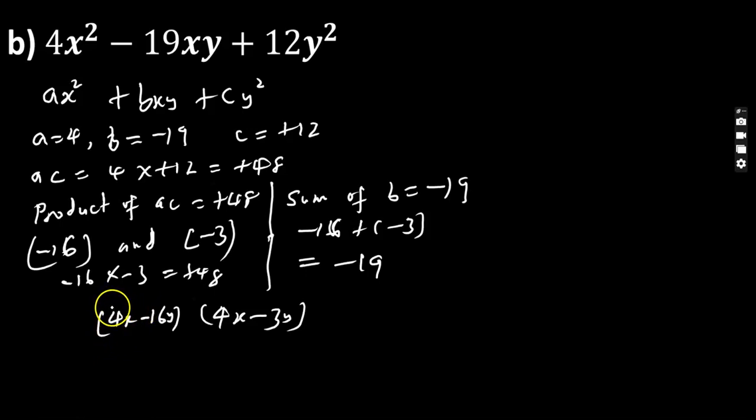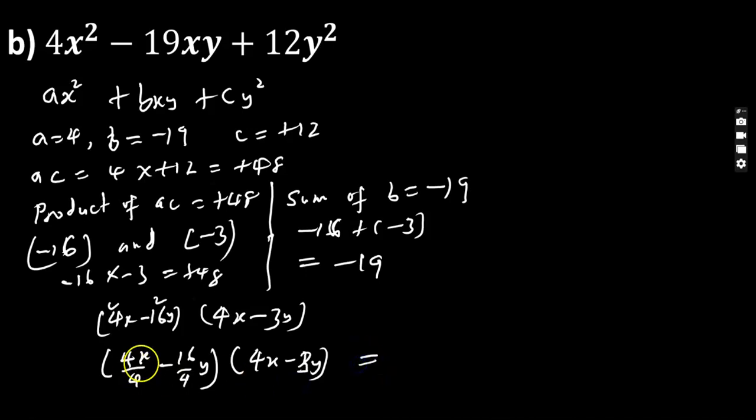So find the HCF of 4 and 16. The HCF of 4 and 16 is actually 4. So this will be 4x over 4 minus 16y over 4. What's the HCF of 4 and 3? That's 1. So that remains the same, 4x minus 3y. So our final answer will be what? This cancels this. So I'll be left with x minus 4y, and the other bracket is 4x minus 3y.